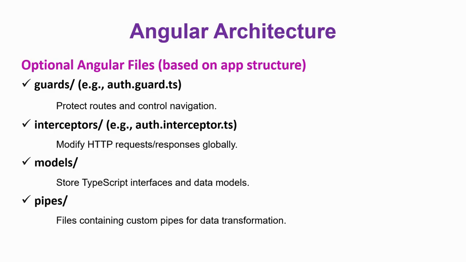Next one is pipe. Okay, so pipe is basically, suppose you want to customize your data. Suppose you have a name and you want to show the name in uppercase. So that time you can use the pipes. And pipes also have different kinds, like pure pipe, impure pipe. You can write your own custom pipe as well. So all these things we'll be discussing in the upcoming video.